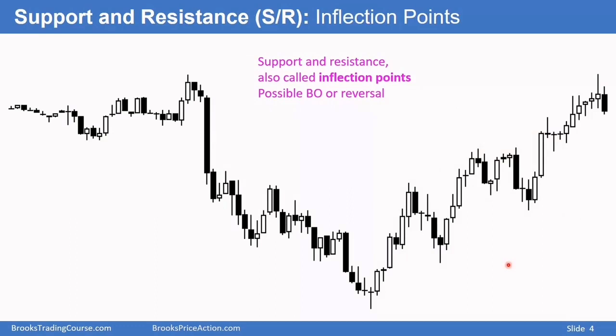Traders call support and resistance inflection points because when the market gets to a support or resistance level, it can either break through it or reverse. The market is making a decision. The term used for those areas where the market is deciding whether to reverse or resume is an inflection point.